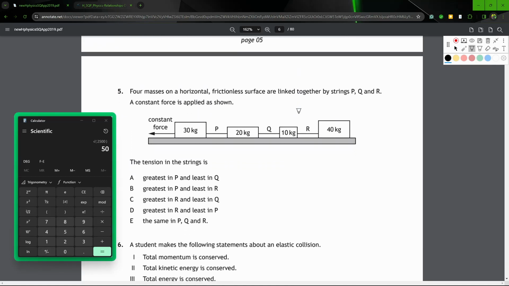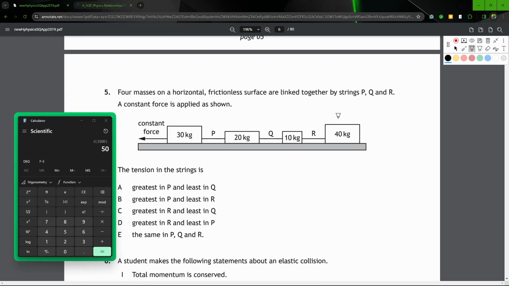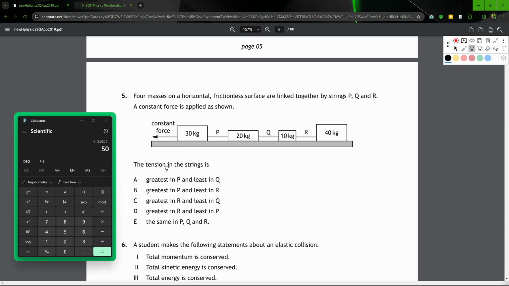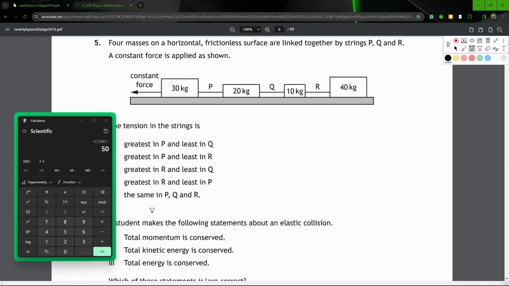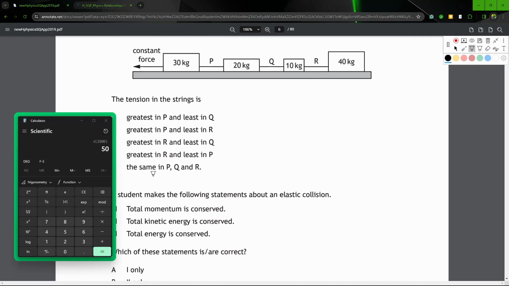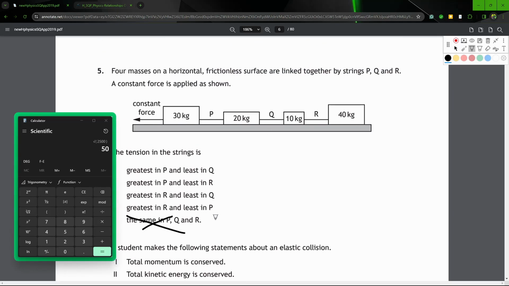Alrighty. Moving on to 5. 4 masses on a horizontal frictionless surface are linked together by strings P, Q, and R. Constant forces apply as shown. So we want to figure out the tension of the strings, which string has the greatest and which string has the least. And so we can eliminate the option where P, Q, and R are the same. These have got different masses, so they're not going to have the same tension.